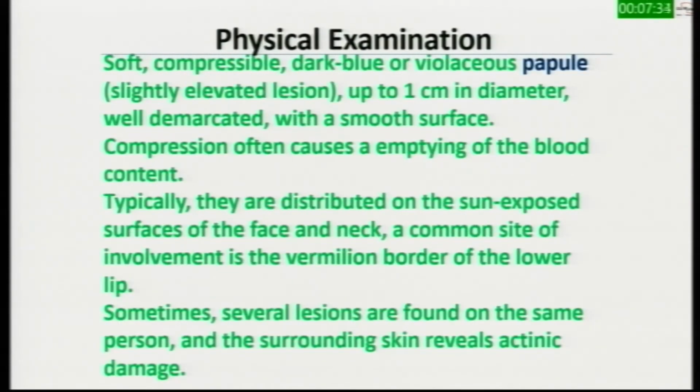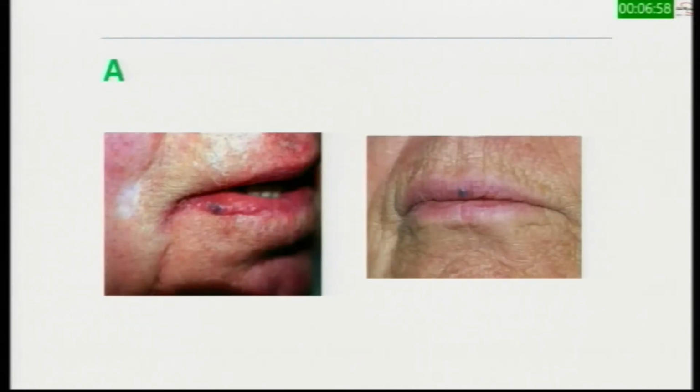For the physical examination, as we said, it is a soft, compressible, dark blue papule, slightly elevated, up to 1 centimeter in diameter, well demarcated with a smooth surface. Compression often causes emptying of the blood content. How can we diagnose it? By diascopy, we'll say about it. Typically, they are distributed on sun-exposed surfaces of the face and neck. A common site of involvement is the vermilion border of the lower lip. Sometimes several lesions are found in the same person, and the surrounding skin reveals actinic damage from the sun. Upper or lower lip.